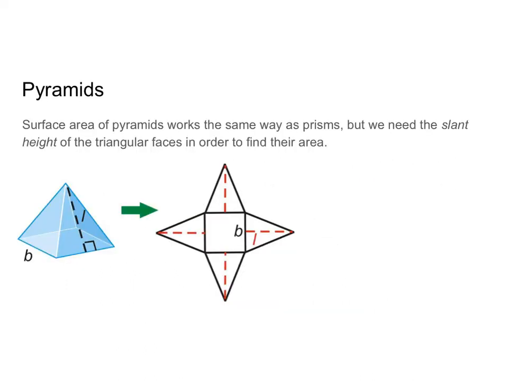So when we look at pyramids, it works the same way. One thing to note is that a pyramid might have a height going down the center, but that's not what we're going to use. We're going to use what's called the slant height, the one that goes down the side. So once again, it can really help to start by making a net. And once you do so, then you can label the sides, find their areas, and add them up.